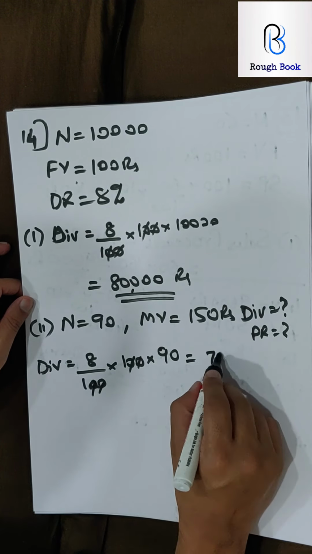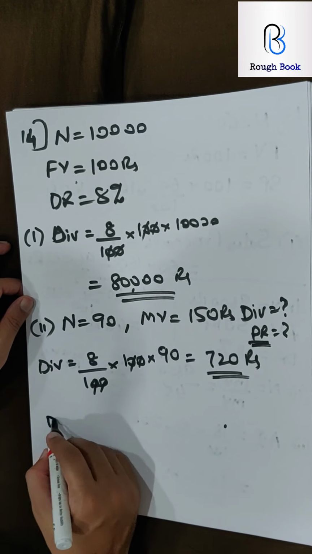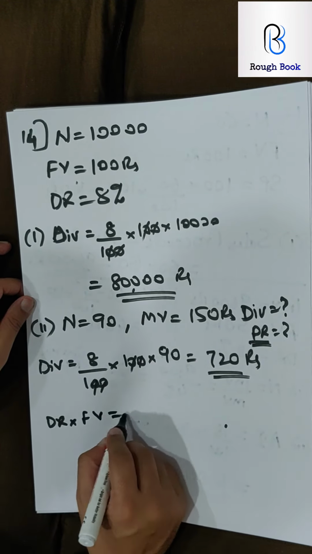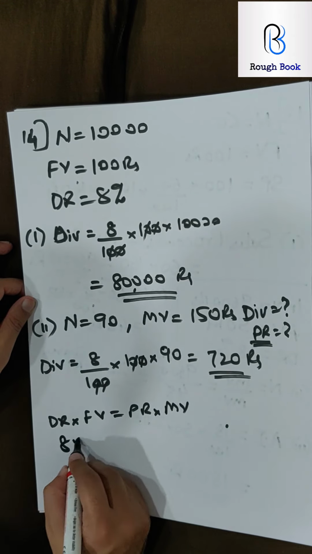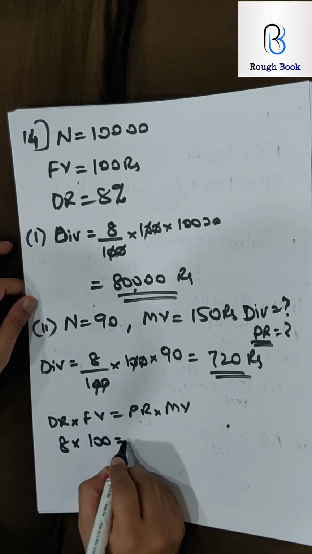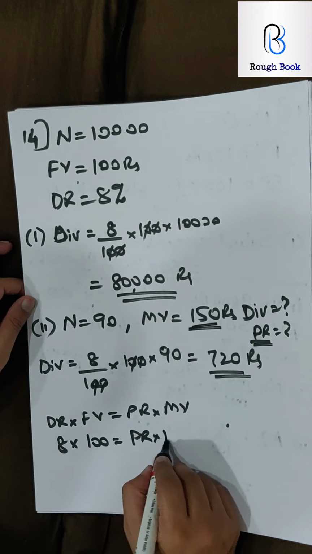So dividend is again dividend rate by 100 into face value into number of shares, which is 90. So how much money did Mr. Ramesh get as dividend? 720. PR, so let's use the formula. DR is 8, FV is 100, PR is unknown and market value is 150.